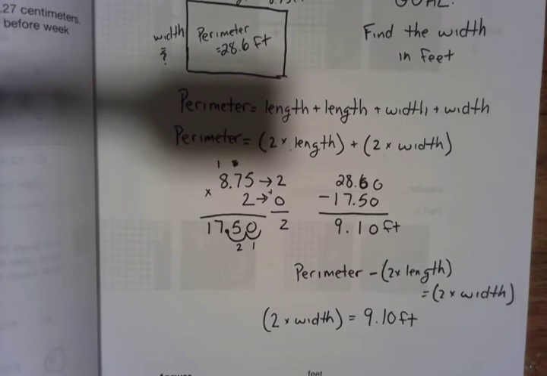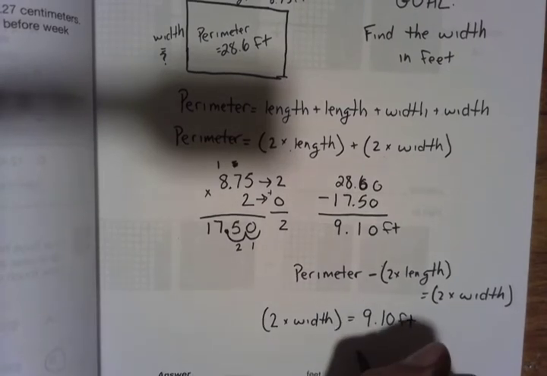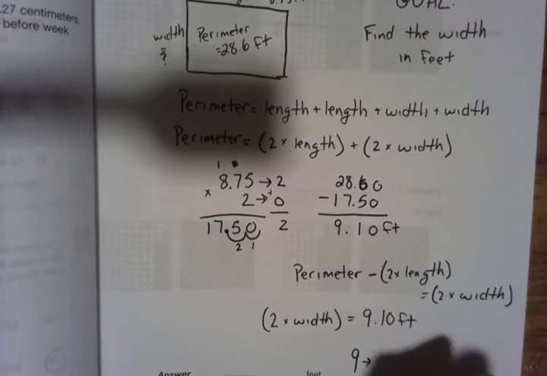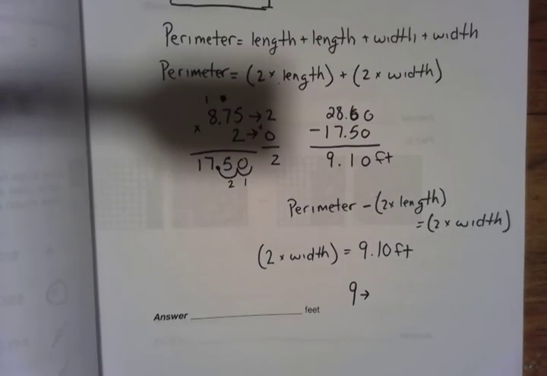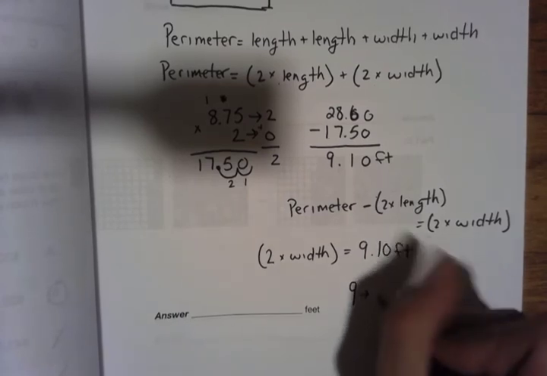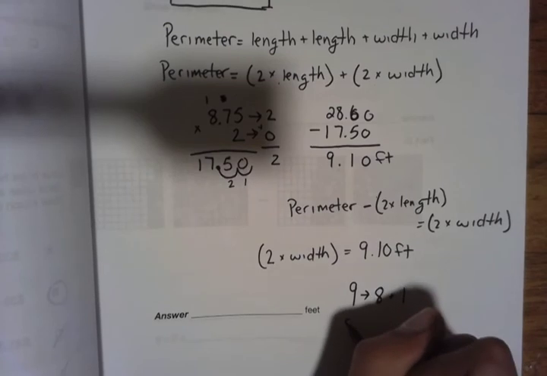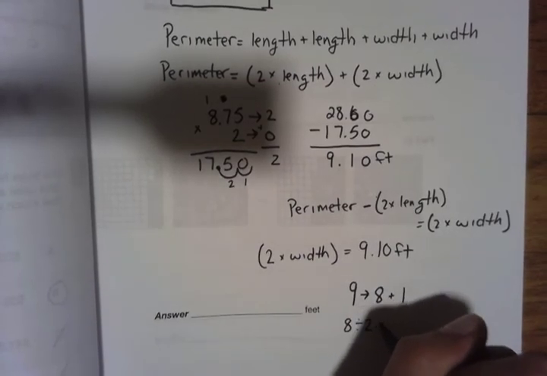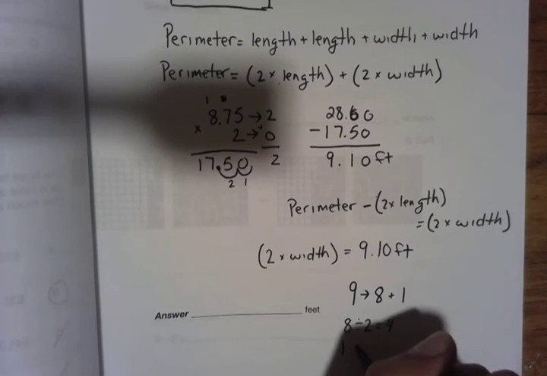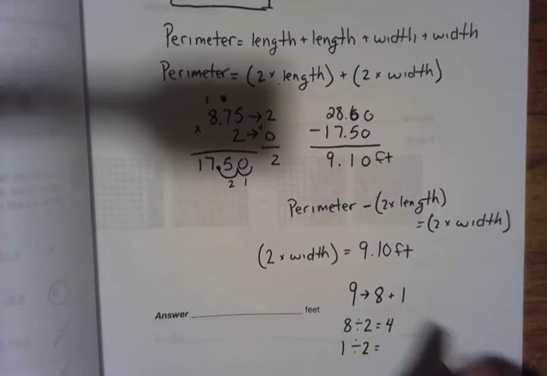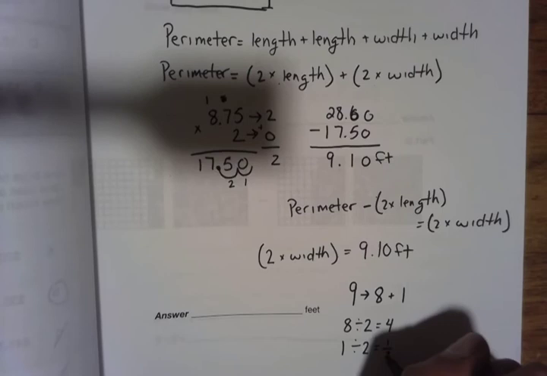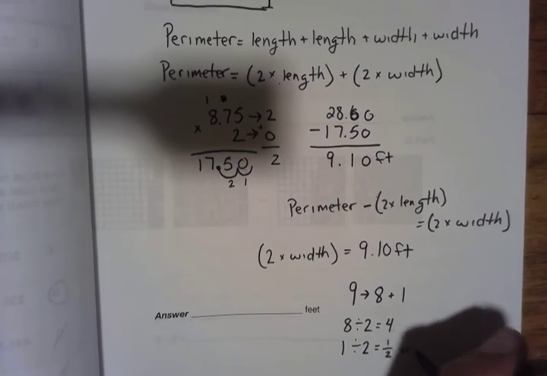So I know Mr. Morales might not be the best at doing 9.10 divided by 2. So I'm going to break that number down into ways that I do know how to divide. For example, 9 does not divide evenly by 2. So I'm going to break this into 8 plus 1. I know 8 divided by 2 is 4. And 1 divided by 2 is the same as 1/2, which is the same as 0.50.